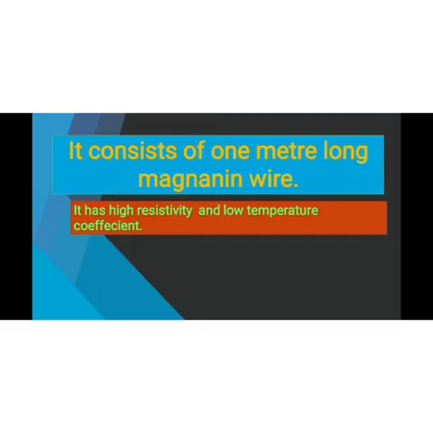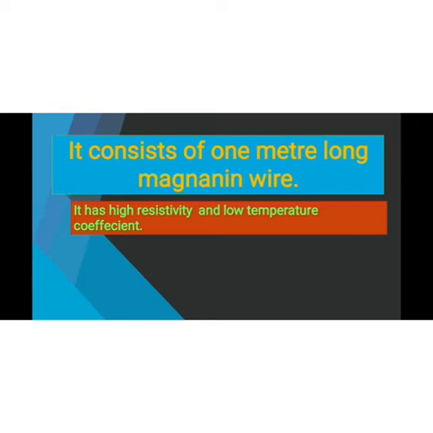As we have discussed in construction, it consists of 1 meter long manganese wire. Manganese material is used, and it has 1 meter long wire, that's why it is called meter bridge. And what are the qualities of this manganese wire? It has high resistivity and low temperature coefficient. That's why manganese wire is used.